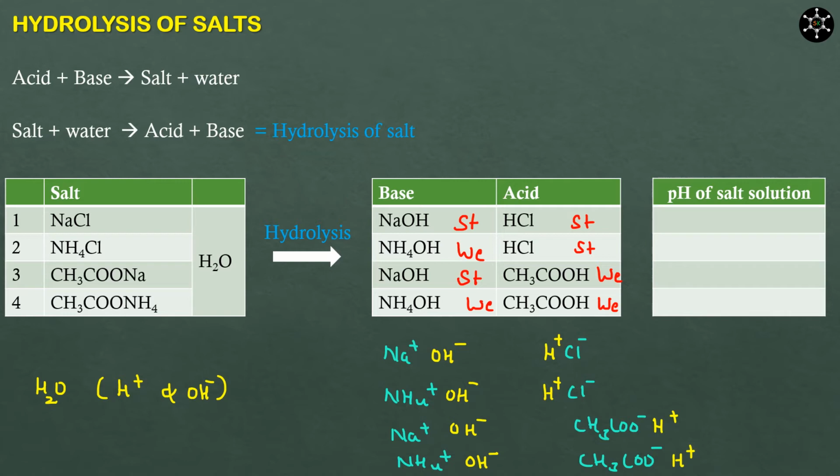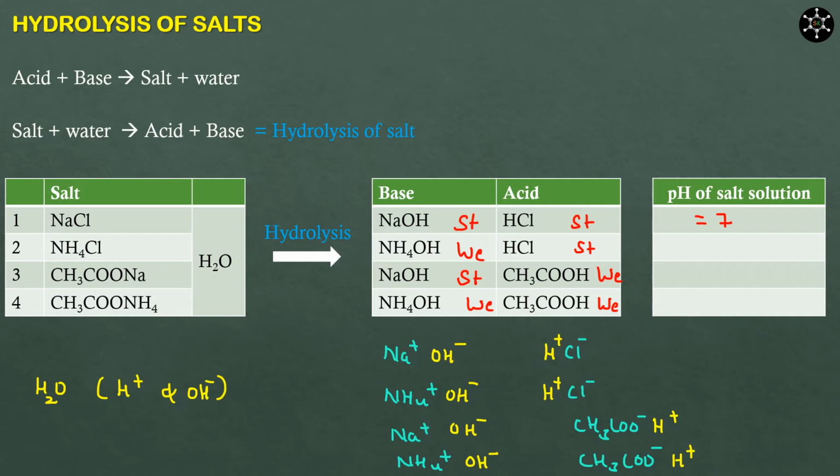pH of the salt solution will be decided by the nature of base and acid component present in it. Solution will normally take the nature of strong component present in the solution. In the first case, since sodium hydroxide and HCl both of them are strong, pH of the solution will be neutral, that is equal to 7.